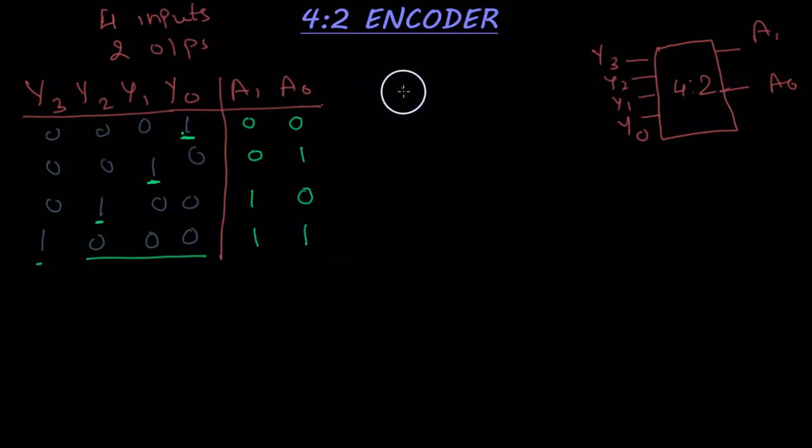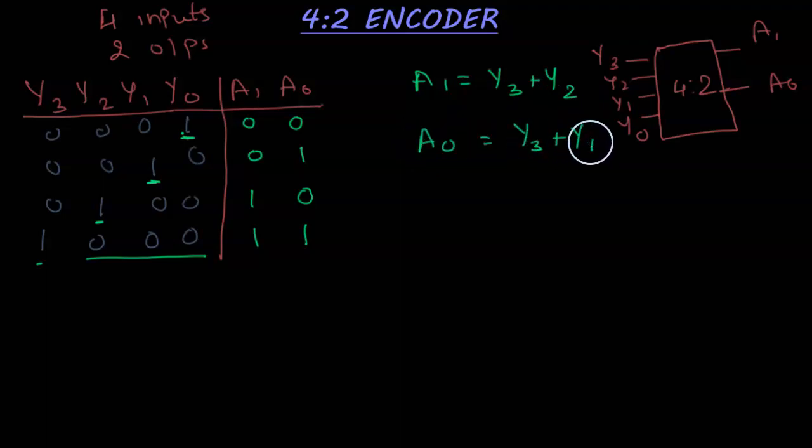Let us see what the equations are now. So we have A1 is Y3 plus Y2 and A0 is Y3 plus Y1. And if you're familiar with the concept of minterms and maxterms, and you have seen the previous videos where we discussed what minterms and maxterms are, you will be able to identify that these are the forms of maxterms.